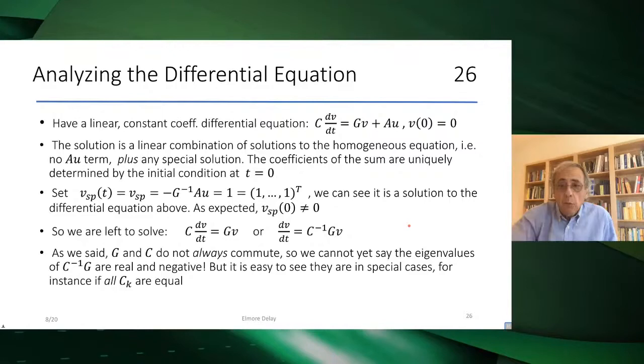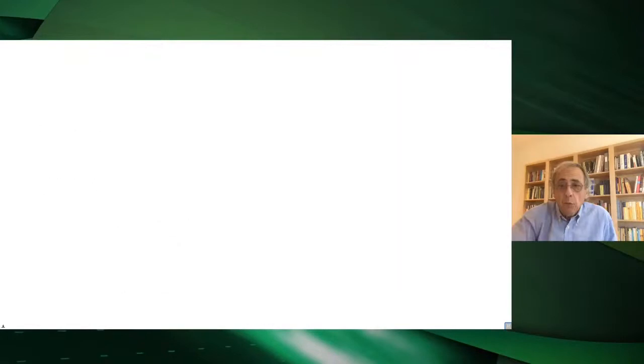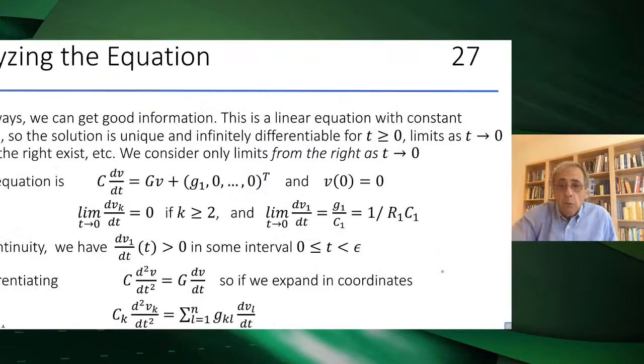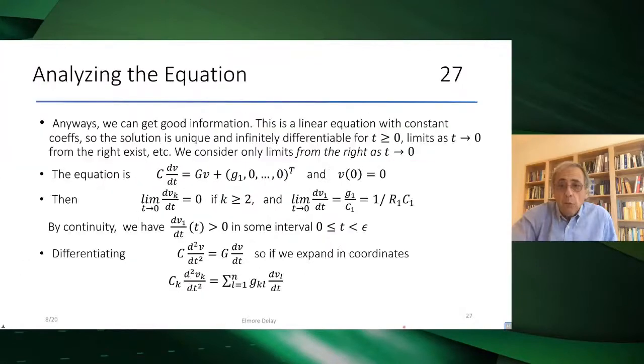This observation is in the original papers. What comes next, for some reason, escaped them. That is the following. Let's try to get good information from the equation, and the information that we get is interesting because we have an equation that is very nice for T bigger than 0, infinitely differentiable and everything. We're considering limits only from the right.